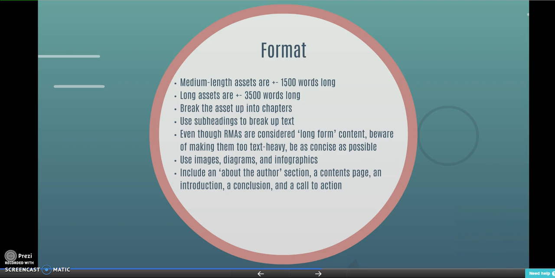So even though we call these RMAs long form content, they shouldn't be too text heavy. They should still be concise and use as many diagrams, images, and infographics as possible. Nobody wants to download a heavy tome of text and just wade through it. That's not what we're going for here. And then, if appropriate, it's good to include an about the author section, a contents page, an introduction, a conclusion, and very importantly, a call to action.